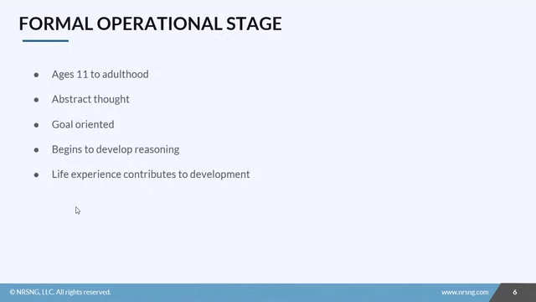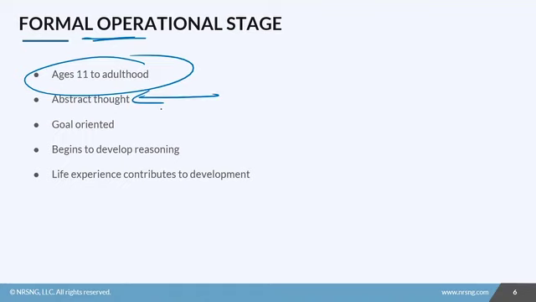In this last stage, which is called the formal operational stage, this is like ages 11 to adulthood. And this is where the patient really begins to start using abstract thought. Patients become goal-oriented, meaning that they can see things like world peace, and they start to contemplate the meaning of life.